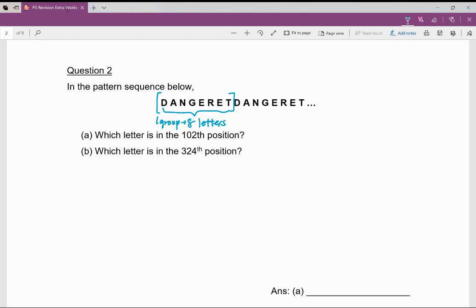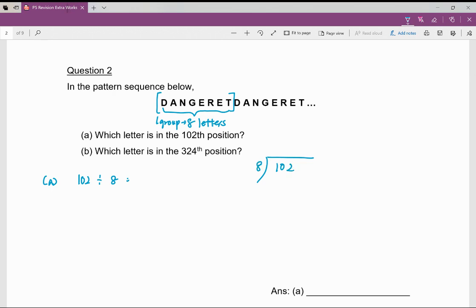Okay, then I can start solving the question. So which letter is in the 102 position? So it's similar to question 1. I'll take 102, divide by 8, and that will translate to, let me see, 11, remainder 4. No, is it 11 remainder 4? No, sorry, class. Let me just erase it off. Let me do out the working.